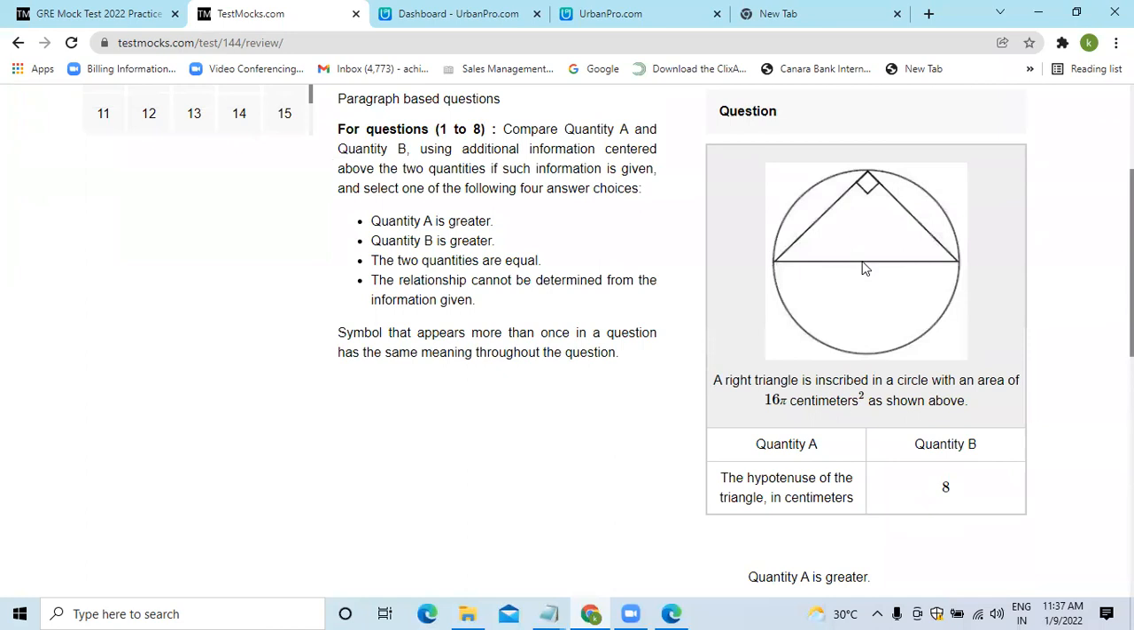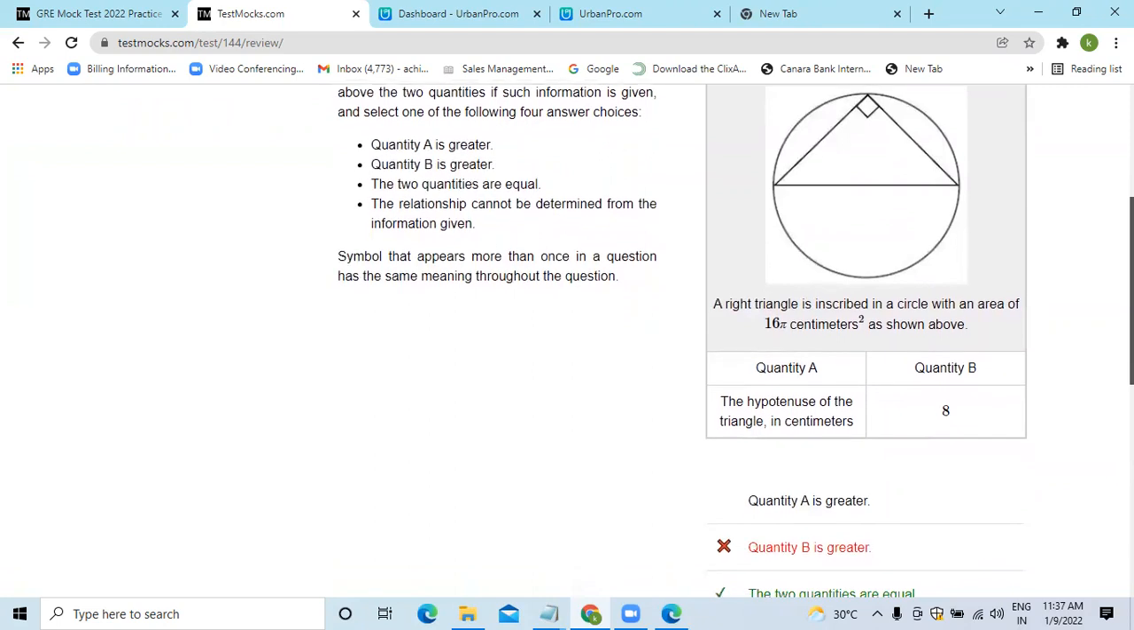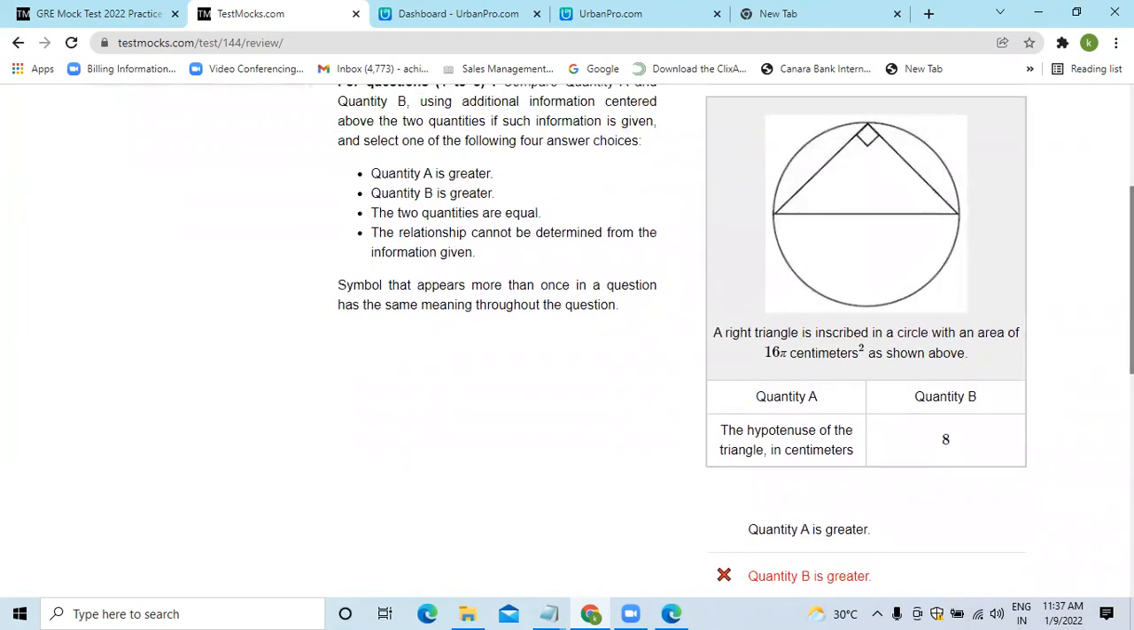Radius is 4, diameter is 8. That's where I made a mistake. I took the area of the right triangle as 16 pi. But what is the formula for area? Pi r squared, right? The problem says a circle with the area of 16 pi, and I took it as the right angle triangle. So it is inscribed in a circle with an area, which means the area of the circle, not the triangle, right?